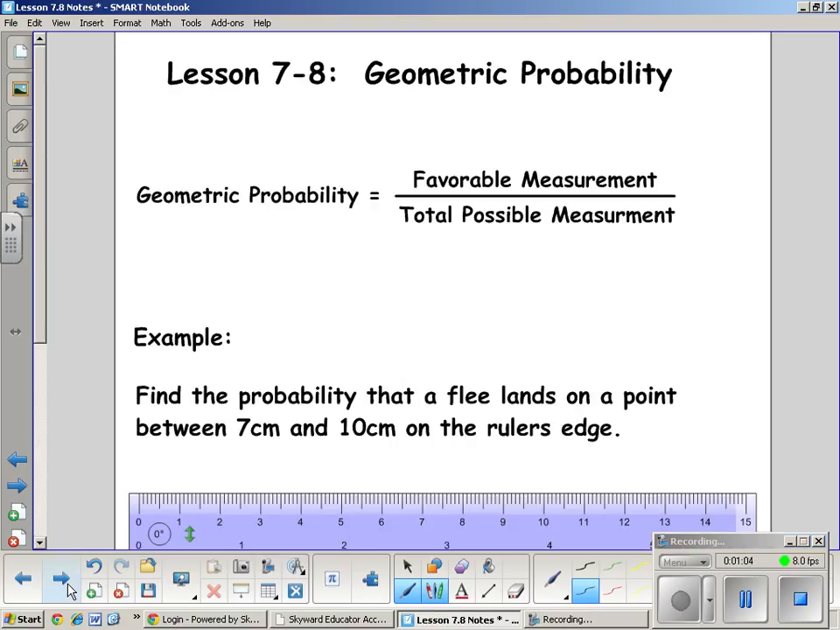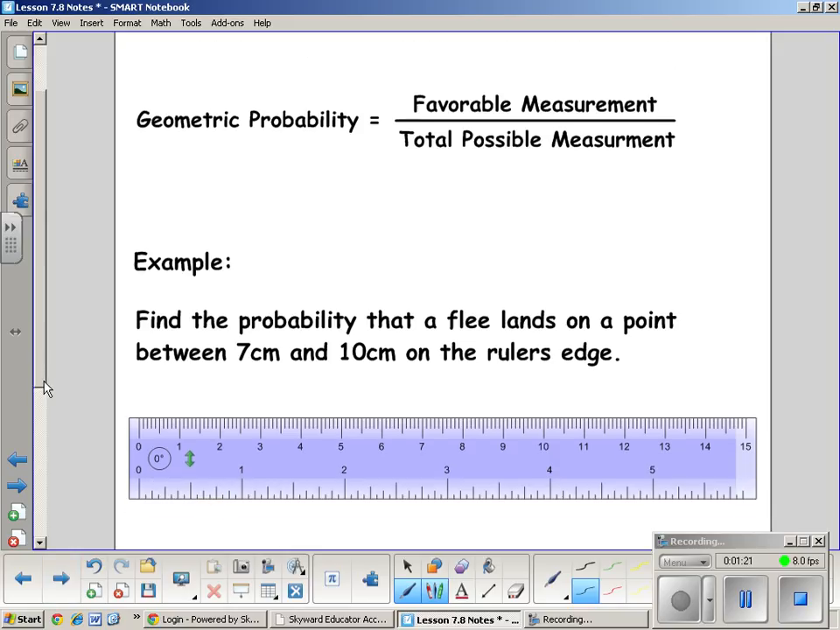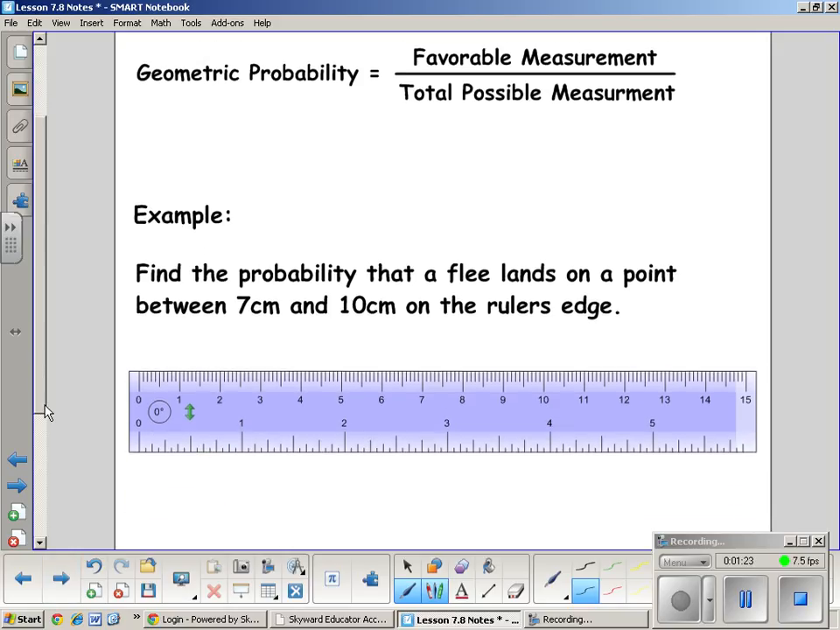Moving along. Geometric probability is a favorable measurement divided by the total possible measurement. Pause while you copy this down in the example. Favorable measurement divided by total possible measurement.